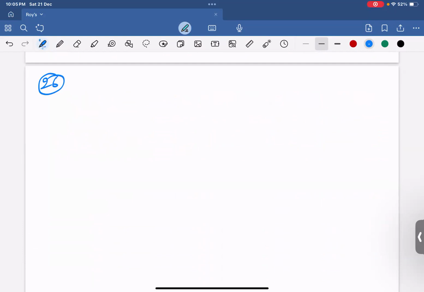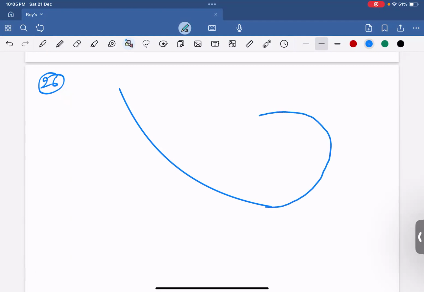It is shown that question 26 says: in the figure shown, a particle is released from the position A on a smooth track. When the particle reaches B, what is the normal reaction on it by the track? And the track looks like it is some arc first here, and then it is some circle like this. Oh, not like this.